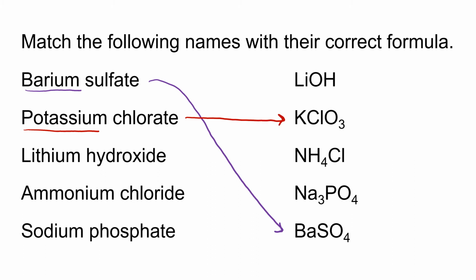Looking at our next one, lithium hydroxide, we know lithium symbol is Li, and hydroxide has the formula OH-, so we're looking at this top one here.